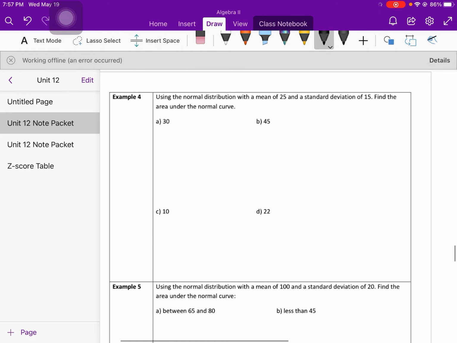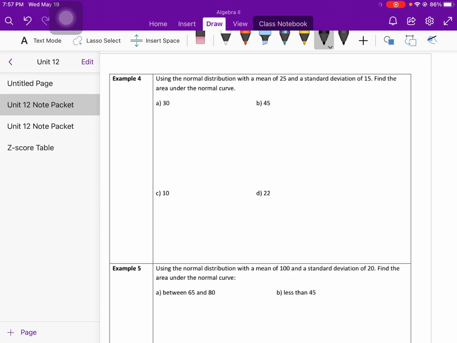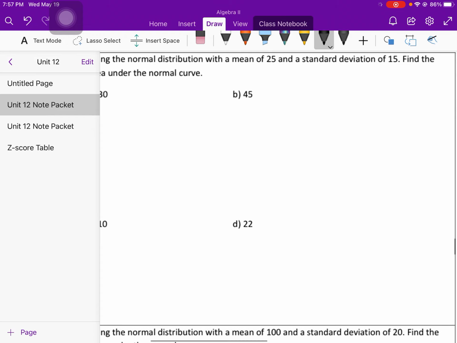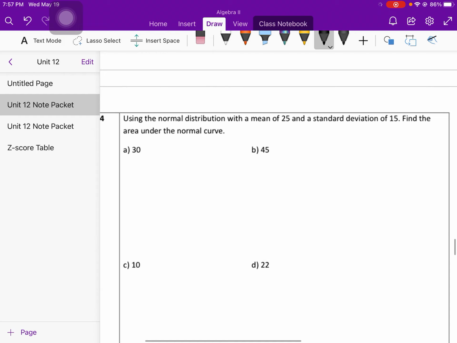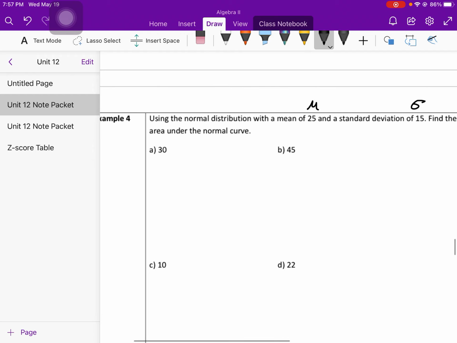All right, I'm just going to do a couple more of these just so you kind of get the idea of how we use the z-score first, and then we go ahead and use the table. So I'm only going to do the first two for this example. Using a normal distribution with a mean of 25, which is our mu, and standard deviation sigma, find the value of the area under the normal curve. So the first thing we're going to do is find z of 30.